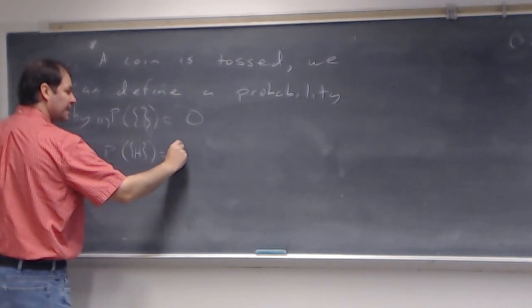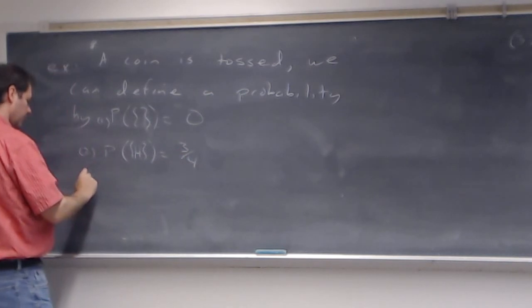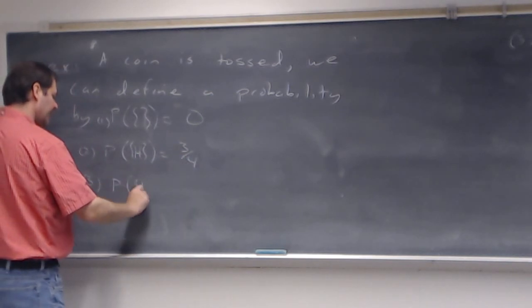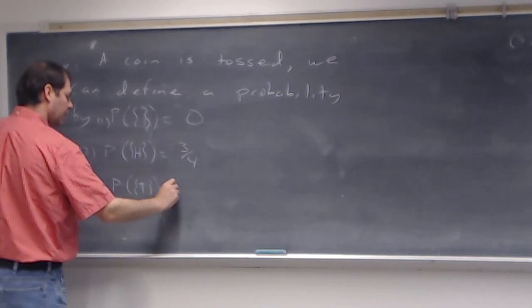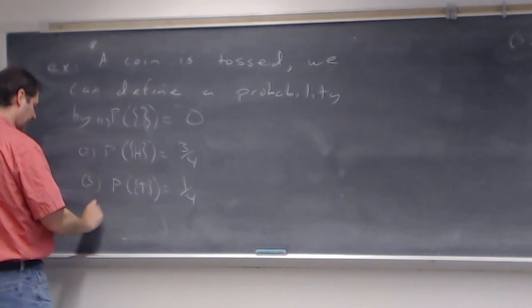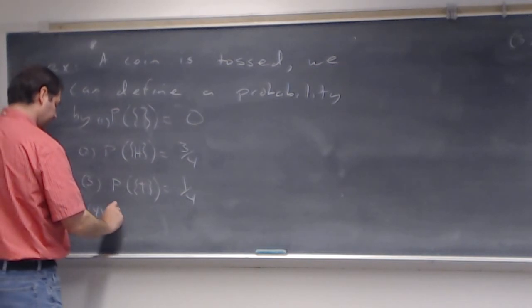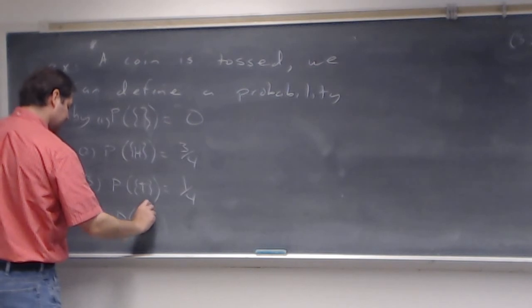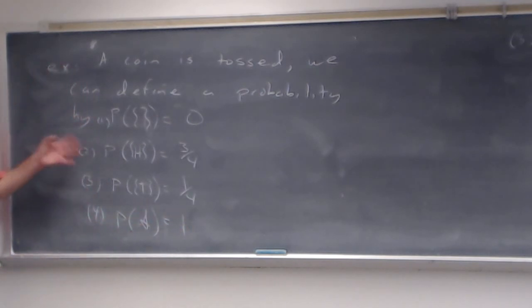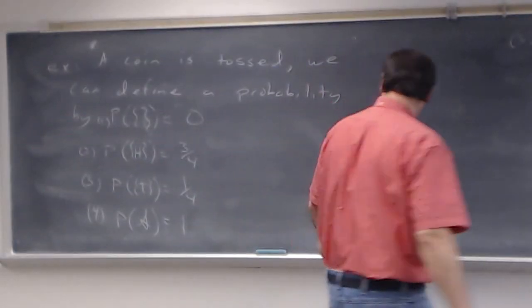And that I'm going to define to be equal to 3/4. The probability of getting the tails, that's going to be defined to be 1/4. And then the last subset for our sample space here is the sample space itself, and that's going to be 1. And this does define probability. It's not the typical probability we think of when we flip a coin, because we think of flipping a fair coin, such that the probability of getting heads is 1/2, and the probability of getting tails is 1/2. And that is a probability as well, but these others are also probabilities as denoted. But that's an example of a probability.